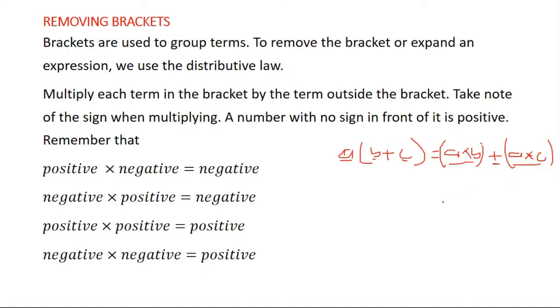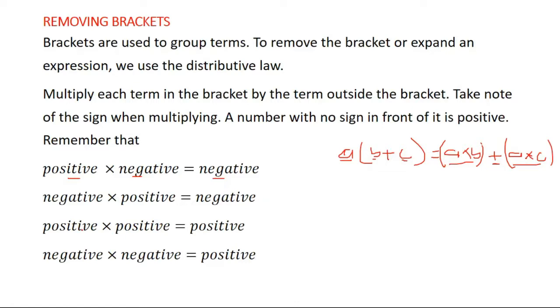Now, when you are multiplying, take note of the following signs. When you are using what is outside the bracket to multiply what is inside the bracket, if you multiply positive by negative, you are going to have a negative. So if you have positive 2 multiplying negative 1, you are going to get negative 2. If you multiply negative by positive, you are going to get negative. So for example, if you have negative 2 multiplying positive 1, you are going to get negative 2.